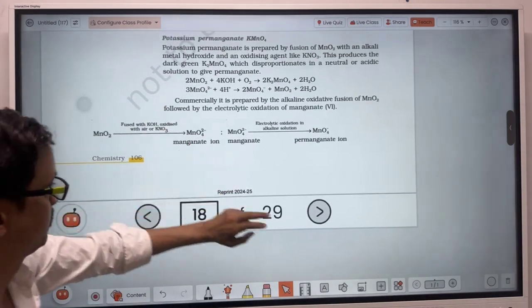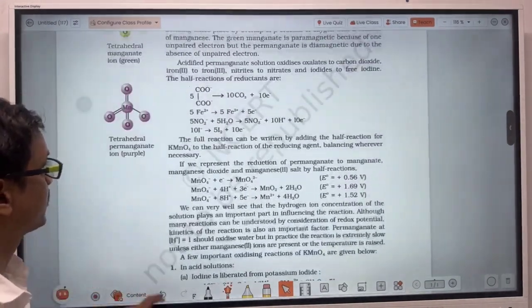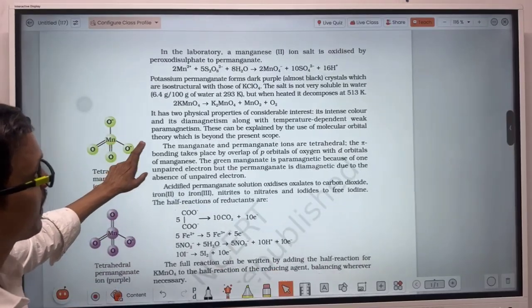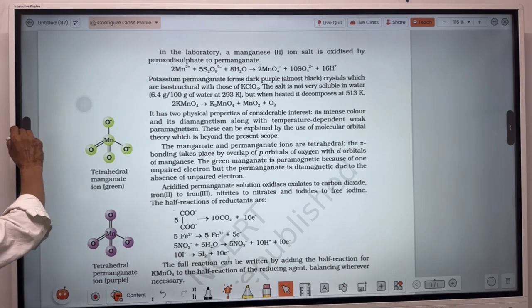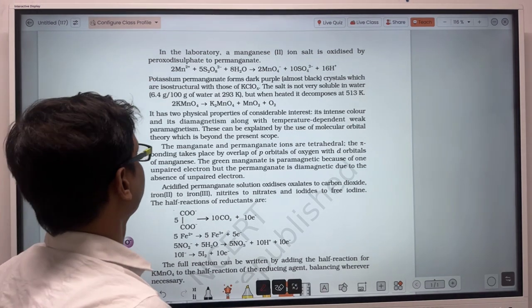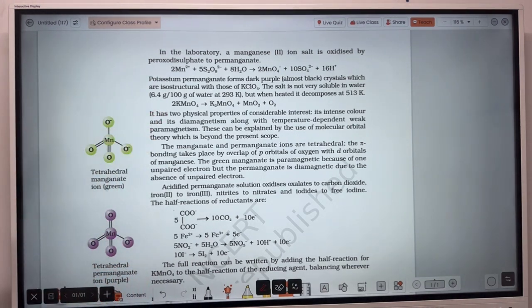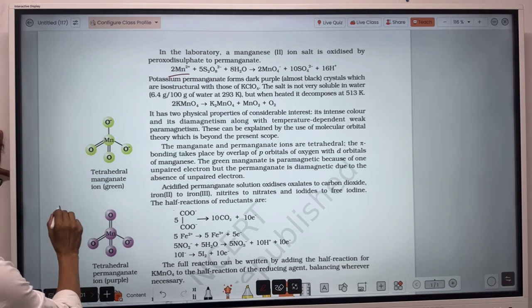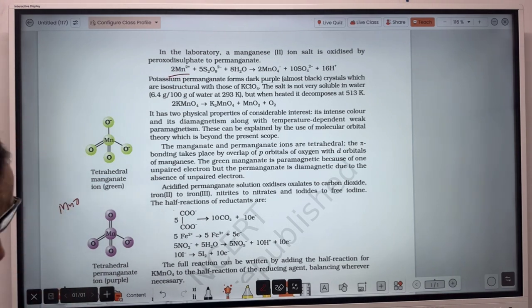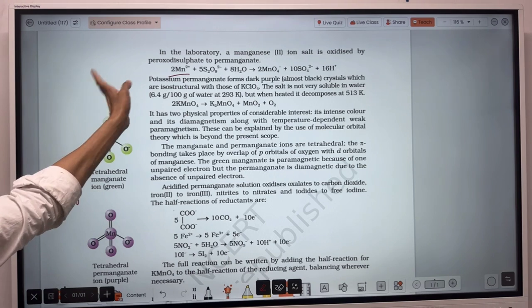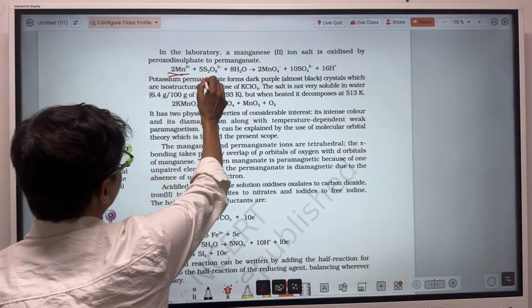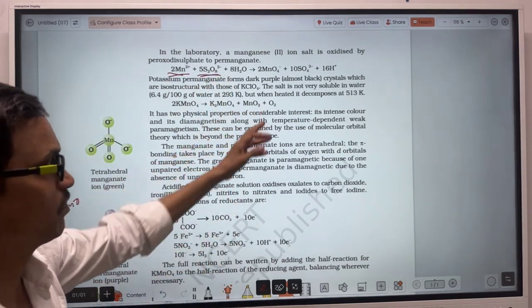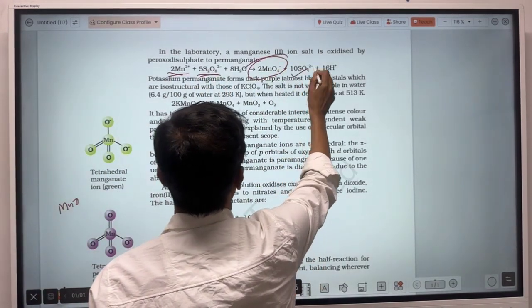Just as the dichromate ion is a strong oxidizing agent, in the same way the permanganate ion is also an important oxidizing agent. Here is the method of preparation in the laboratory. In the laboratory, Mn2 plus, like MnO or MnO2, or any other manganese 2 compound, will be reacted with potassium peroxodisulfate, and there will be formation of permanganate ion and sulfate ion.